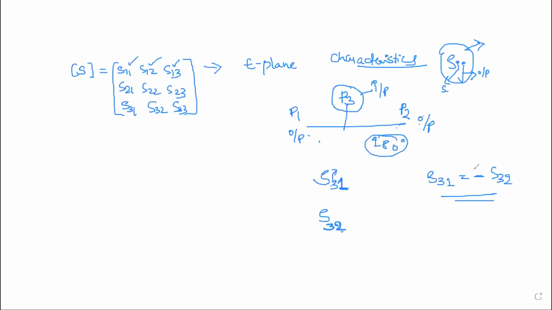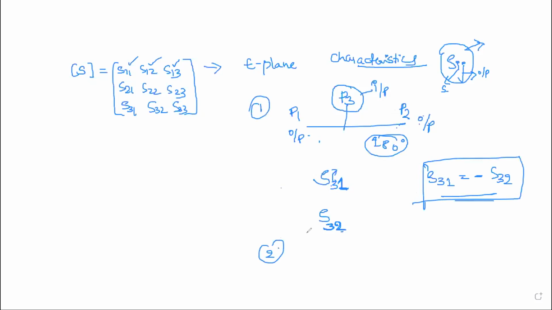So you will have S31 is equal to minus of S32, or you can write it as S32 is equal to minus of S31. Anything is fine. So this is one important equation you have to remember. The next condition what you have, this is the first characteristic.